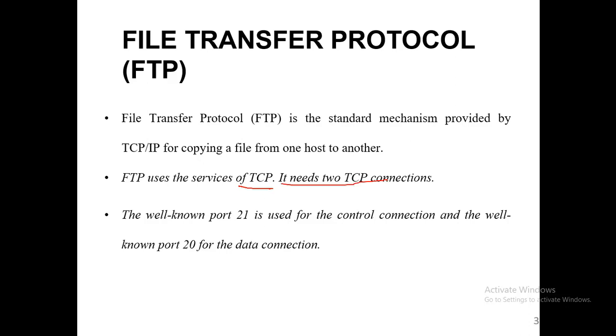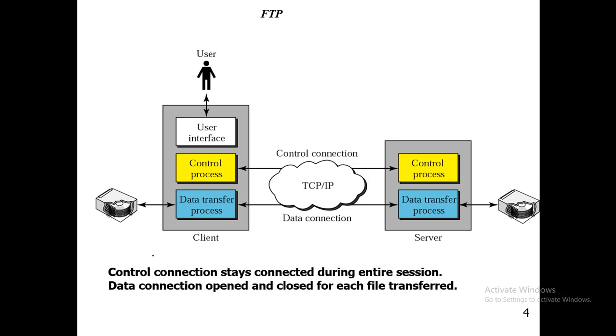FTP requires two kinds of connections. The first one is known as the control connection, and the second one is known as the data connection. You already know that. The port used for the control connection is port number 21, and the port used for the data connection is port 20. So these are the two ports associated with the TCP connection, and this is the basic mechanism, or flow control, of FTP.